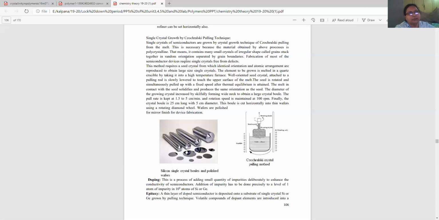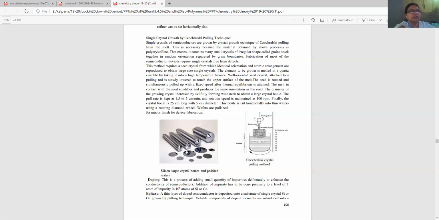So this is necessary because the material obtained by the above process, that is by zone refining, is polycrystalline. That means it contains only small crystals of irregular shape called grains stuck together in random orientation, separated by grain boundaries. So fabrication of most of the semiconductor devices requires single crystals free from these defects. Okay? So there is a need for growing single crystals also.